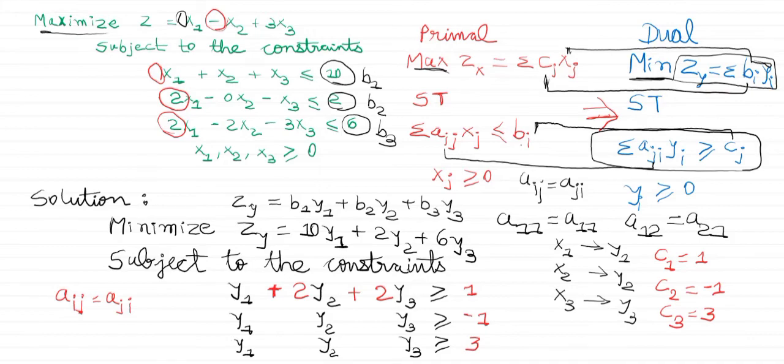Then for the second equation, we will see the coefficients of x2. So it is, as this is 1x2, this will be y1 minus 0y2 minus 2y3. And the same way for the third equation, see the coefficients of x3. So it will be plus 1, then the second one is minus 1, and the third one is minus 3.